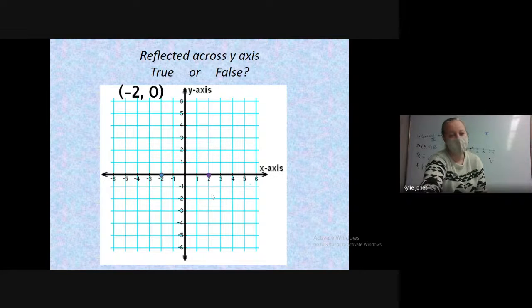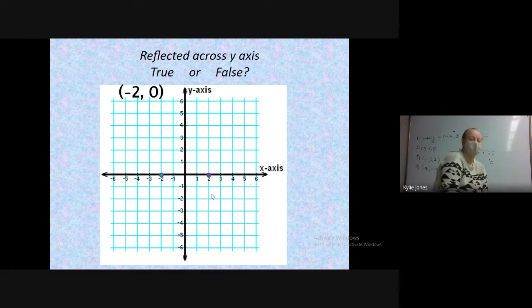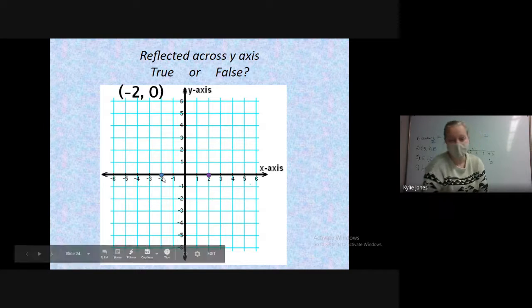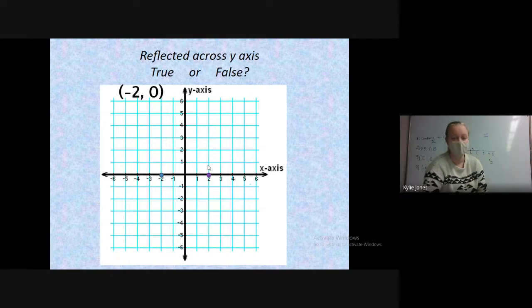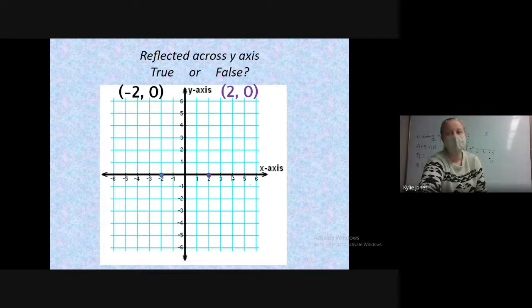This one we're reflecting over the y-axis, -2, 0. First of all, did it get reflected over the y-axis? Did it go from left to right? Yes, it did on this one. It's on the axis if you can't see it. It starts off right here and goes over to this one. Did it go to the correct spot? Yeah. You would change your x-coordinate. This -2 becomes a +2, becomes 2, 0. That is a true one.